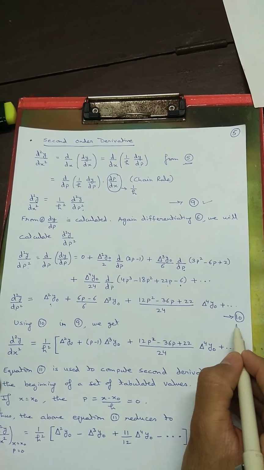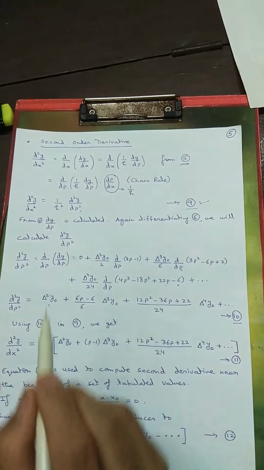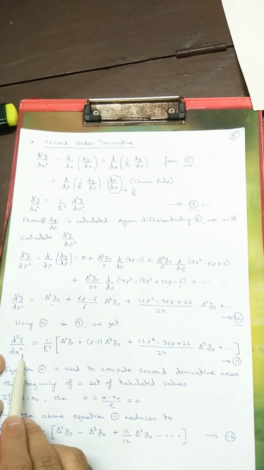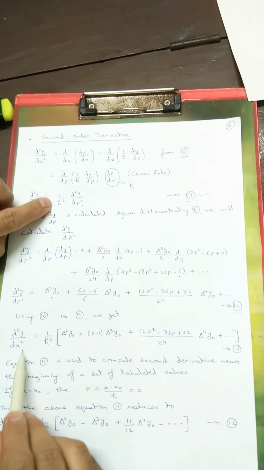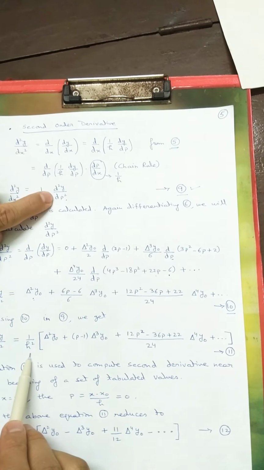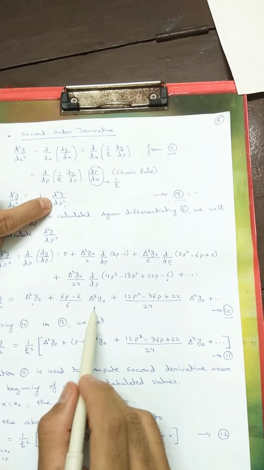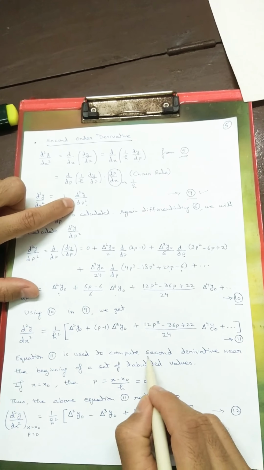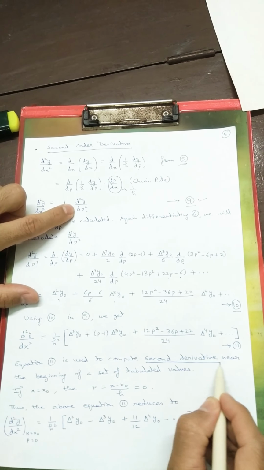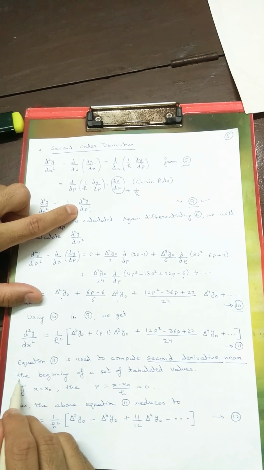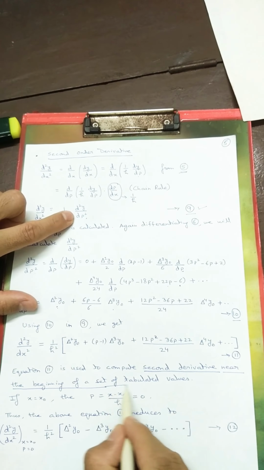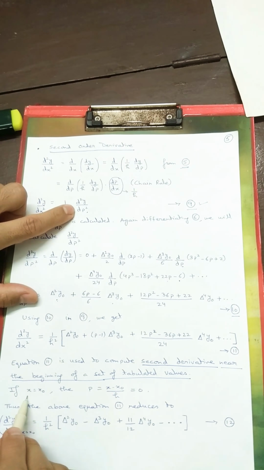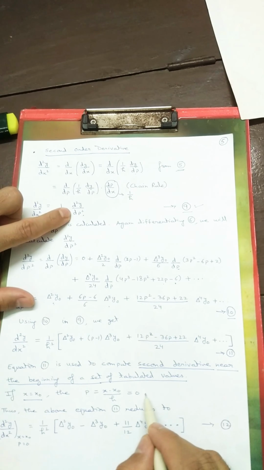Now substituting this equation number 10 in equation number 9, you will be getting the second order derivative, that is d square y by dx square. So 1 by h square is the same, and d square y by dp square you will be getting from equation number 10. So now this equation number 11 is used to compute the second derivative near the beginning of a set of tabulated values. Again, using the specific case, let us suppose if x equal to x naught, then p becomes 0.